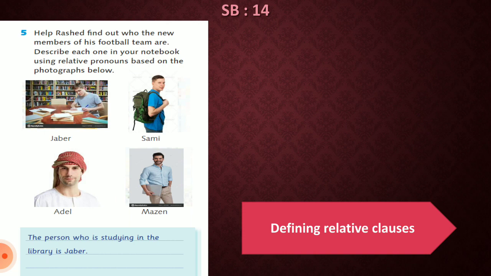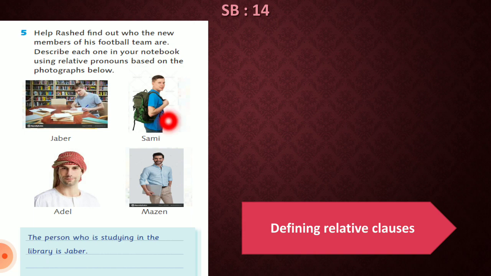the relative pronouns. So for example, the person who is studying in the library is Jaber. We have a person here. So we started with the person who is studying in the library. We described him, we described what he is doing, and then we mentioned his name. So the person who is studying in the library is Jaber.